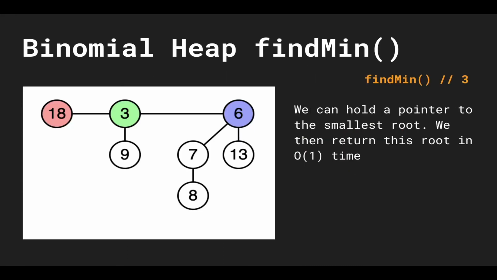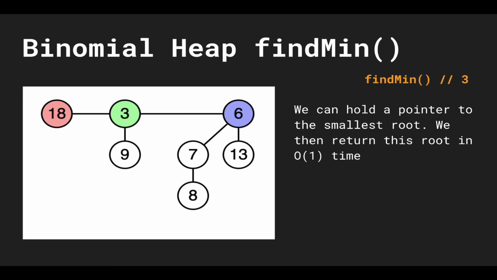And the next operation we're going to cover is the find min operation. This returns the smallest node in the entire heap. But now our heap consists of a forest of trees. We don't just have one tree, so we can't just look at one tree and that one single root. We have to potentially traverse the list and find the smallest root out of all of the trees in our entire heap forest. But one thing we can do is store a pointer to the smallest root and then return this root in constant time.